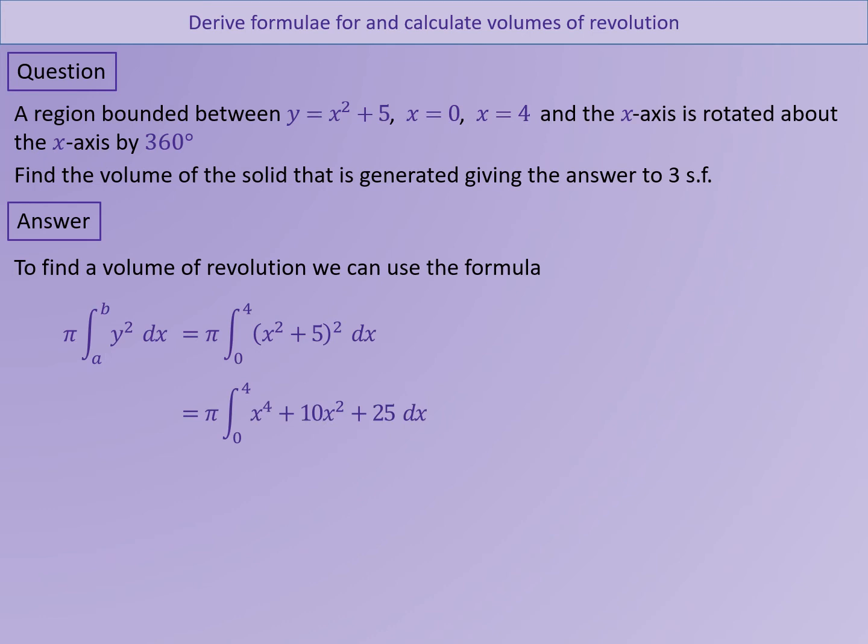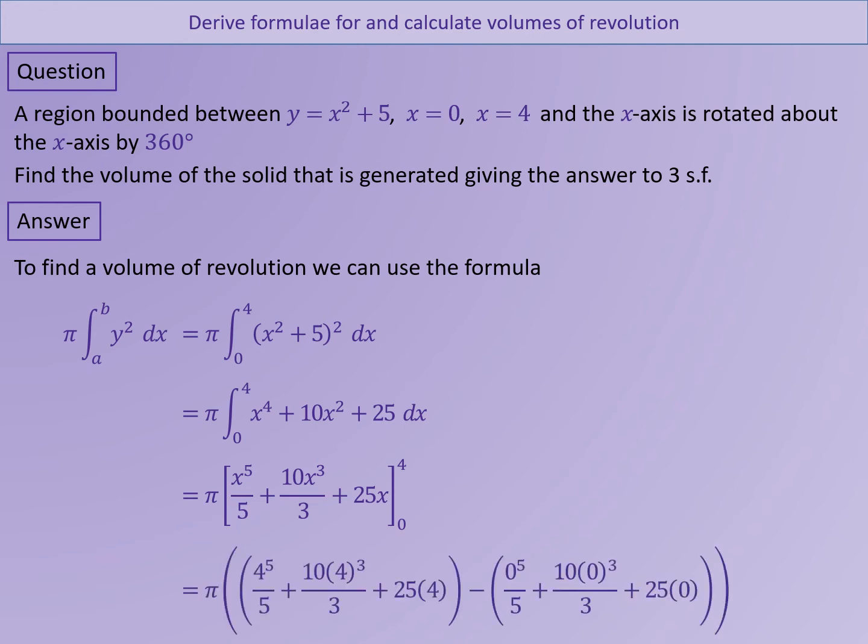In order to do this integral, we need to first expand the brackets. We can then integrate the function and evaluate it between 0 and 4. Now, we've been asked to give the answer to 3 significant figures rather than in an exact form. So instead of leaving it as a multiple of pi, we're going to work out the answer. It actually comes to 1627.76. So to 3 significant figures, that becomes 1630. If you were asked to give it as an exact value, you would calculate it and leave it as a multiple of pi.